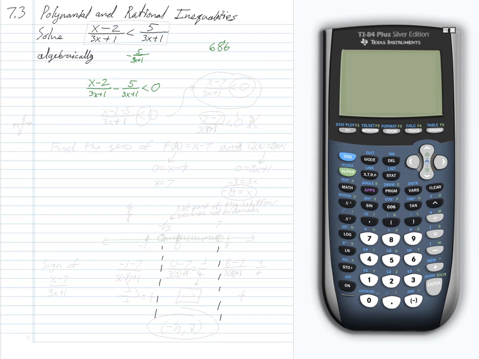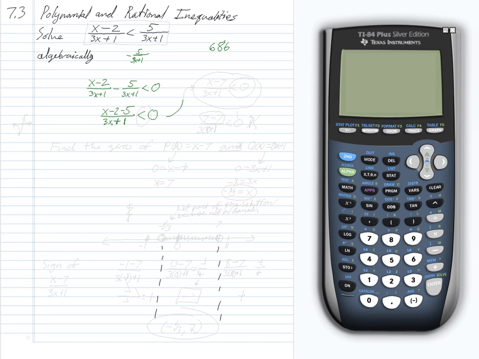Alright, now I see that I actually have a common denominator. So this is not quite in standard form yet. I would like it better if this were one rational function on the left. So since I do have a common denominator, I can combine this, x minus 2 minus 5 over 3x plus 1. Now, if I did not have a common denominator, I would need to supply one. I would need to reduce this down, turn it into a single rational quotient.